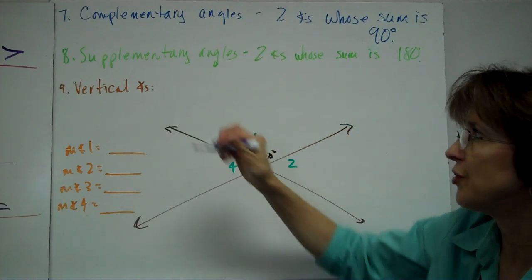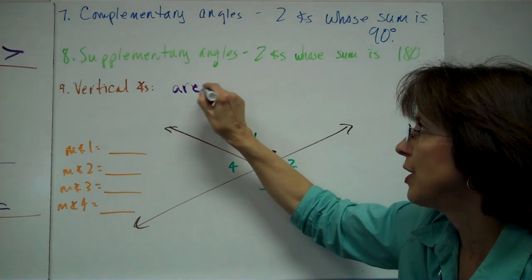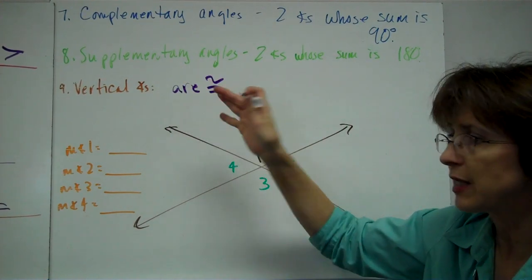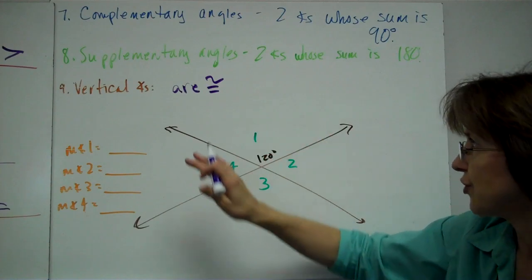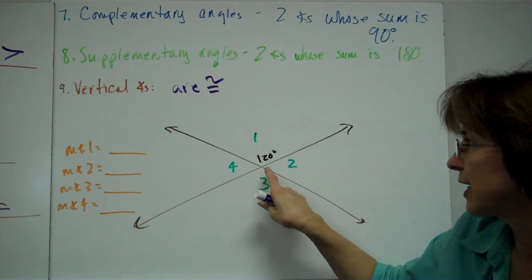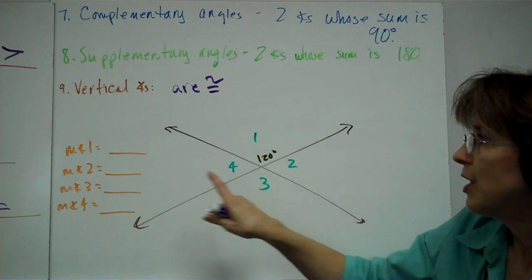Vertical angles are congruent. Vertical angles, remember, are equal, or you could say congruent. Their measures are equal, or the angles are actually congruent, because the angles actually coincide on top of each other. Okay, vertical angles, you remember, are ones that are opposite each other. They have the same vertex, but they are opposite of each other. So let's look at this.